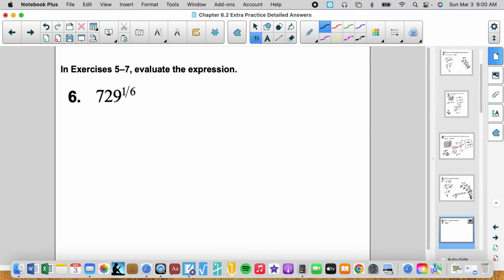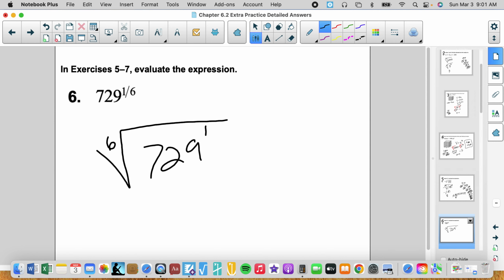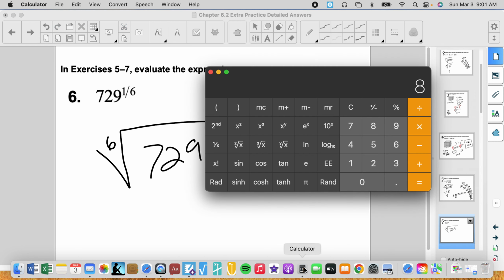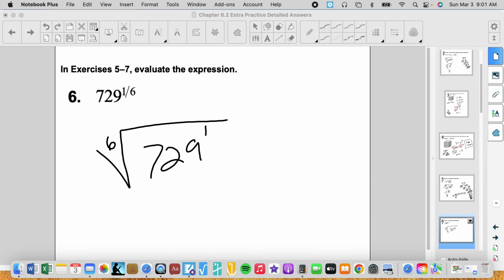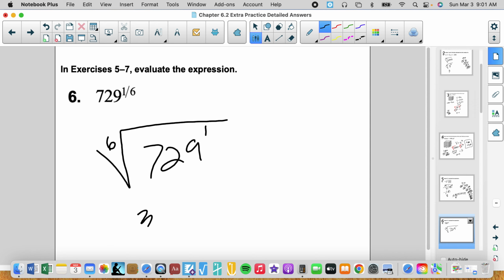All right, this is in exponential notation, and we need to convert it to root notation or radical notation. So the numerator is going to be the power, and the denominator is going to be the root. Now, 729. Let me show you. 729 to the 6th root equals 3. Now, I don't know how anybody would have seen that, but that equals 3.